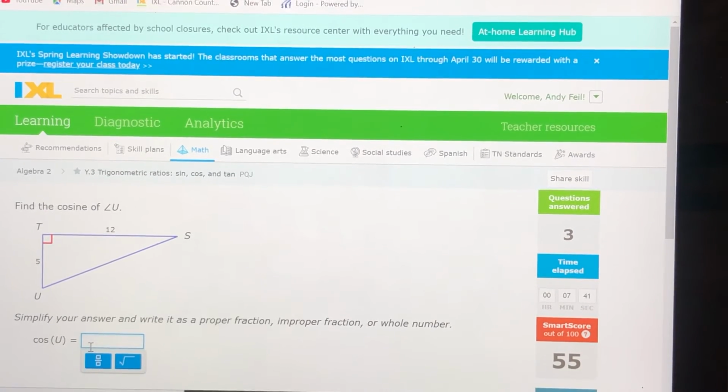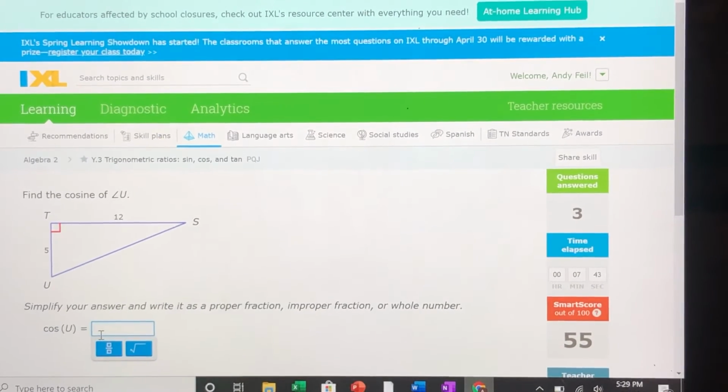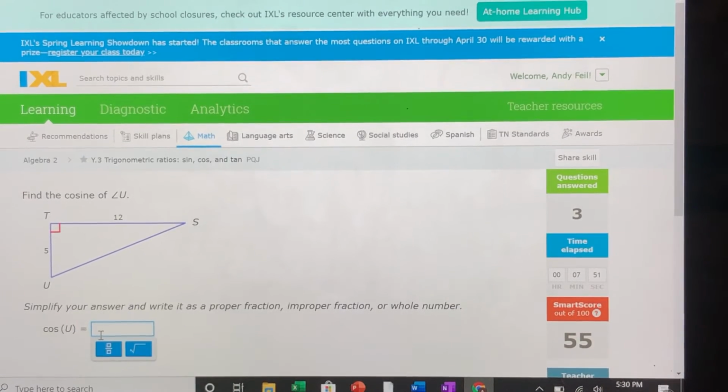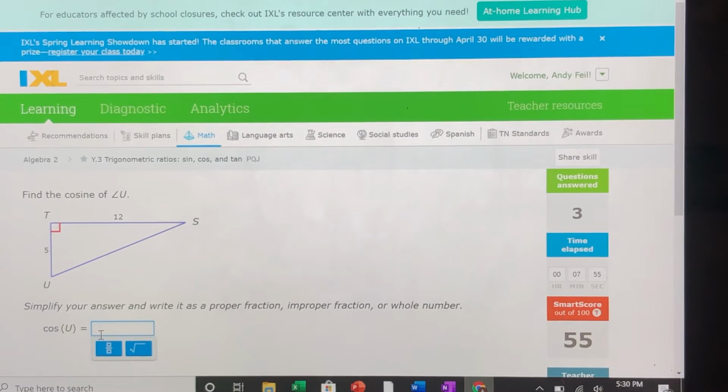The cosine of angle U. Well, this one looks a little more difficult. Why? Cosine is adjacent. Remember, this is the hypotenuse over here. It's adjacent, which is 5, divided by hypotenuse. Well, we don't know what the hypotenuse is, so what should we do? Well, we're going to have to solve for it using the Pythagorean theorem.